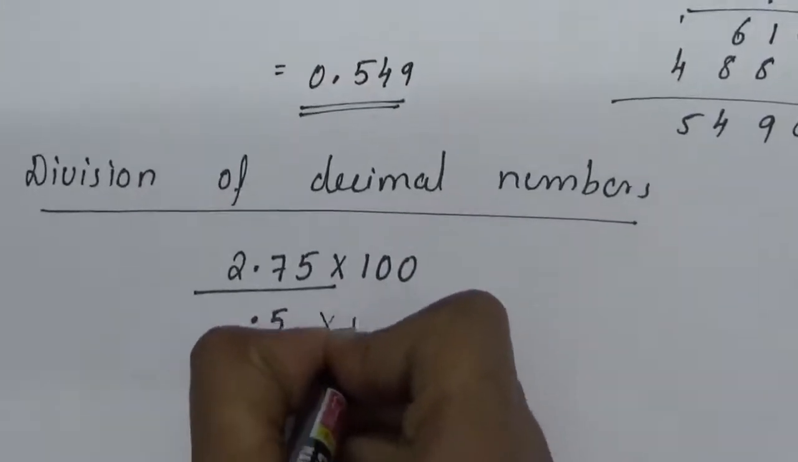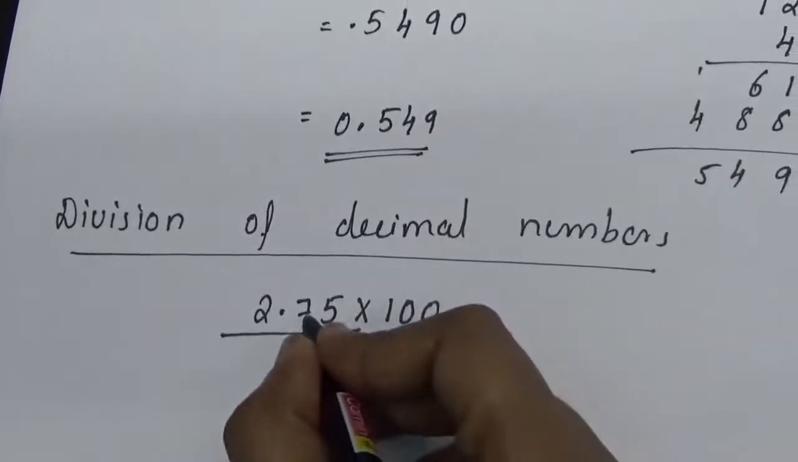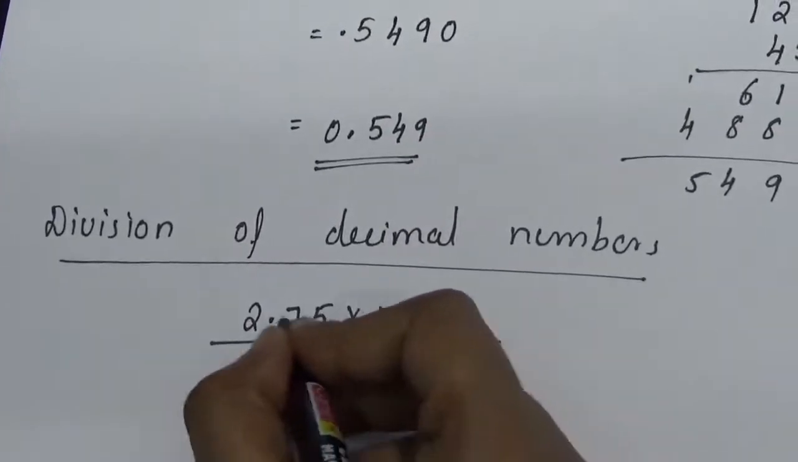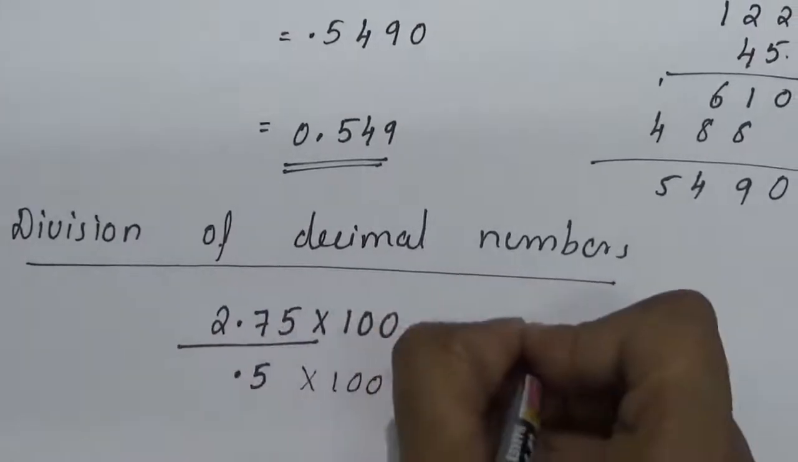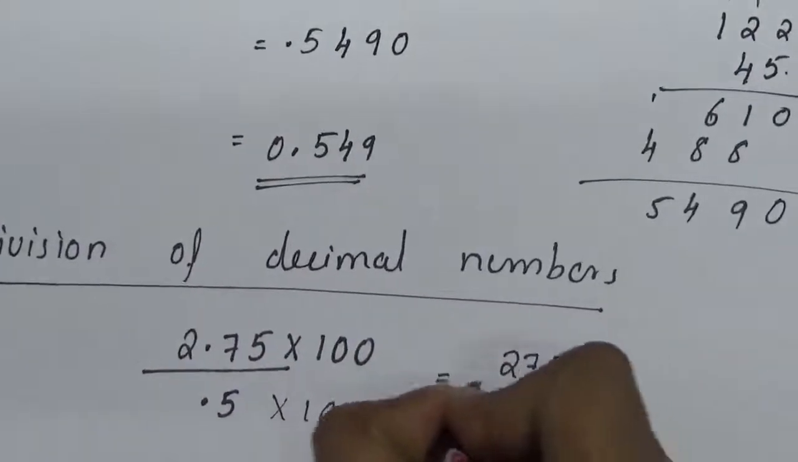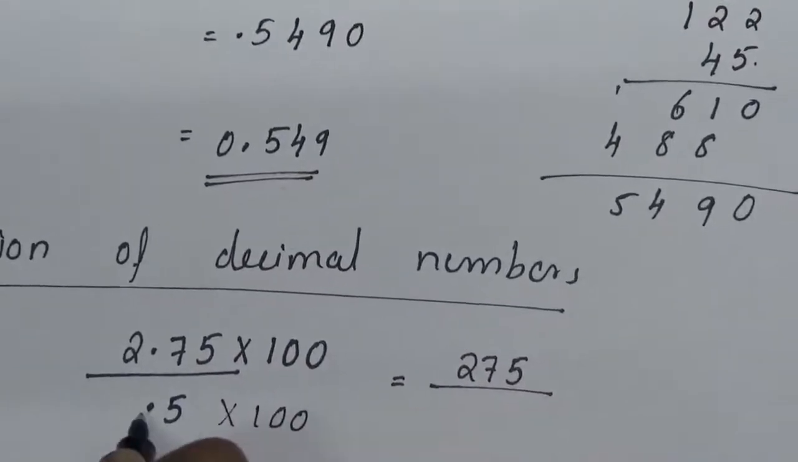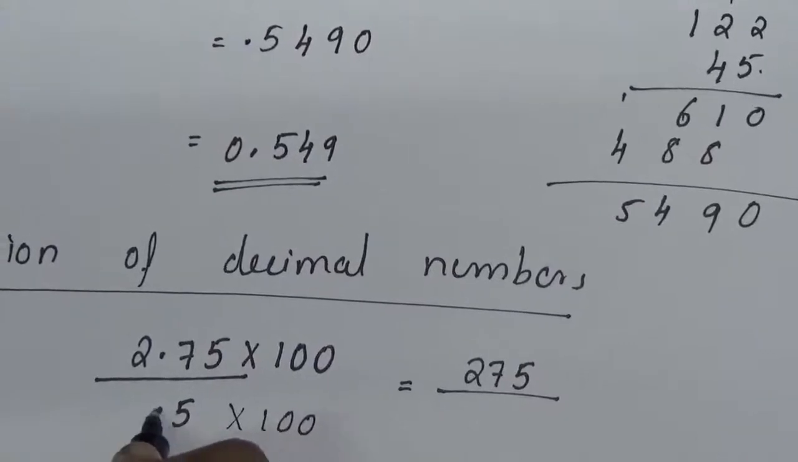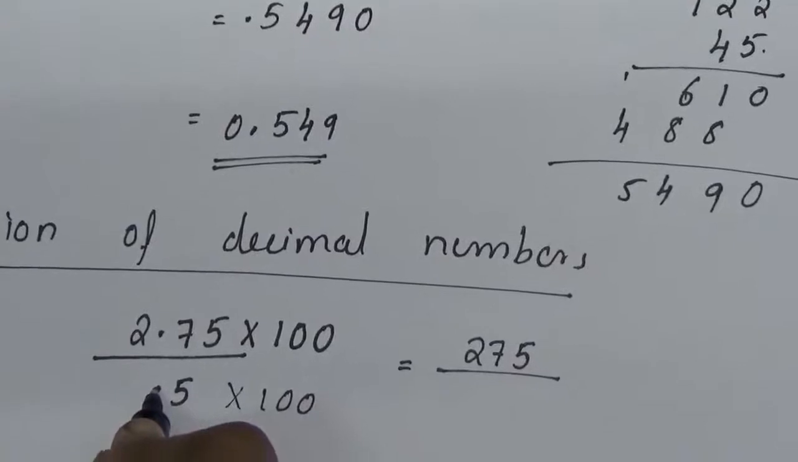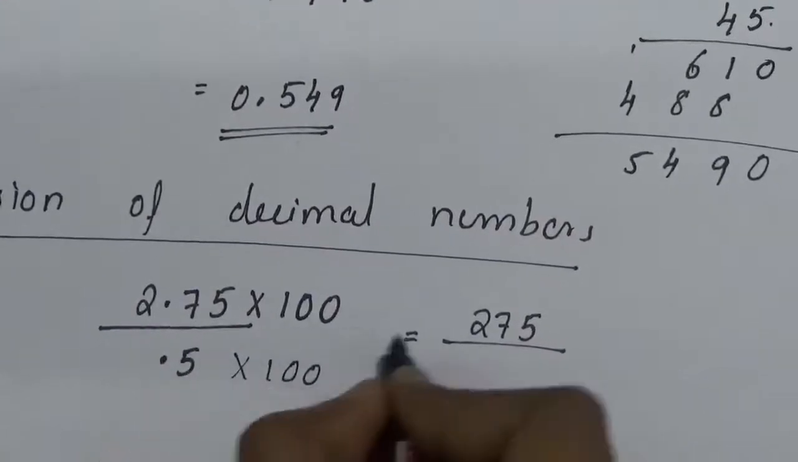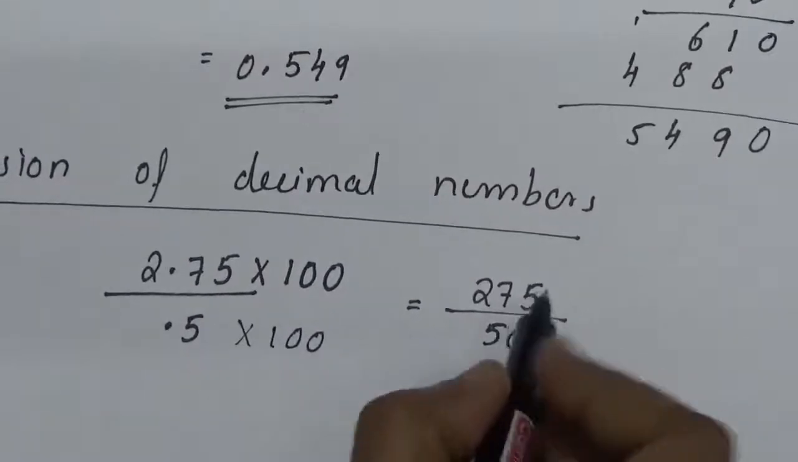So what do you get? So when you multiply a decimal number by 100 means move this point 2 places right. So what do you get? 275. Okay, so we get a whole number. Now 0.5 into 100. So we have only one decimal place. So let's move this point 1 place right. So we have 5. Now one more 0 is there, no? So we write 50. Now find 275 divided by 50.